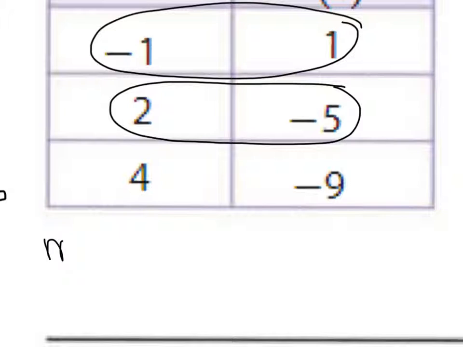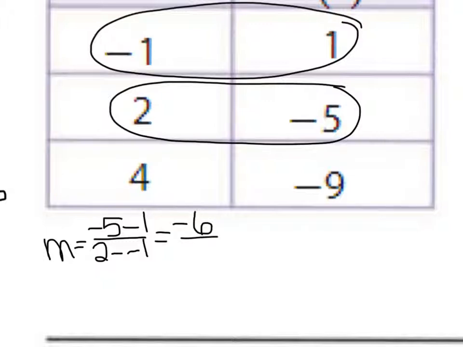So we're going to go m equals negative 5 minus 1 over 2 minus negative 1. Again, be careful about those negatives. Negative 5 minus 1 is negative 6. When I have minus a negative, that does become plus a positive, so that becomes 3. Slope, again, always needs to be simplified. Negative 6 divided by 3 means your slope is negative 2.